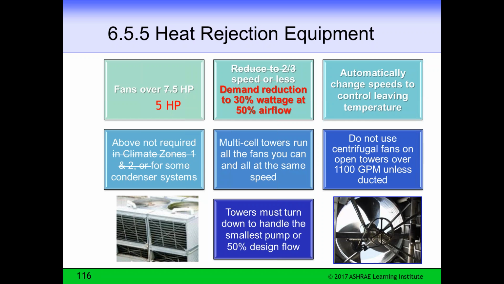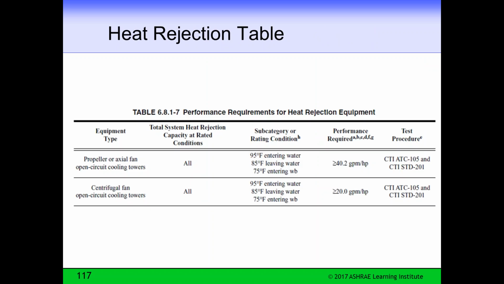Towers must turn down to handle the smallest pump or 50% design flow. That's kind of hard to read, and you have to work on that one a little bit. But what we're saying is pretty much what I was saying before, that as you cycle off cooling towers, you have to match the pumps up with them, and that your pumps can pretty much run a couple of towers maybe at minimum flow, and make sure you can handle the turn down. Performance requirements for heat rejection equipment.